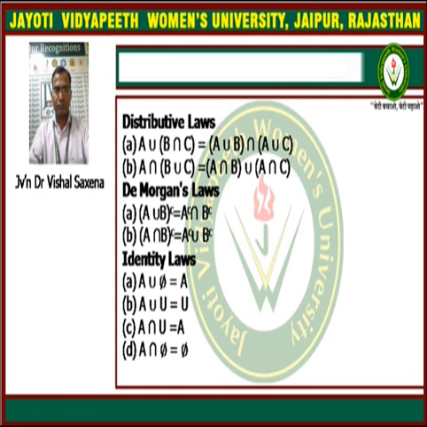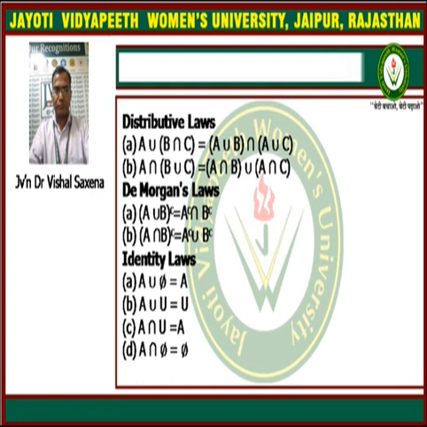Next law is the distributive law. In distributive law, A union (B intersection C) is equal to (A union B) intersection (A union C). So this is called the distributive law, and one more distributive law is also there. A intersection (B union C) is equal to (A intersection B) union (A intersection C).